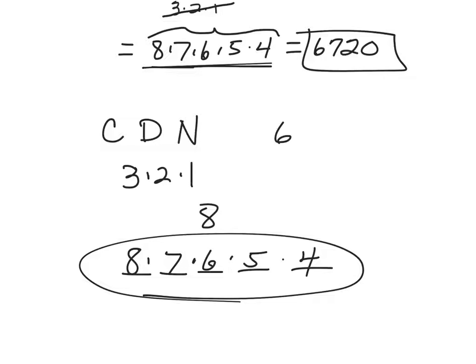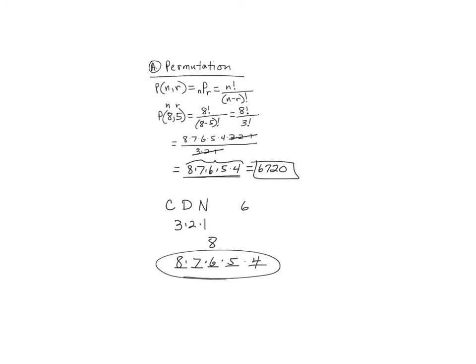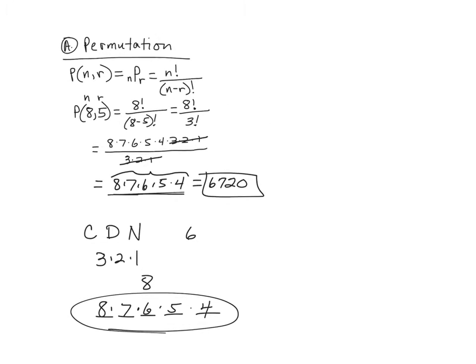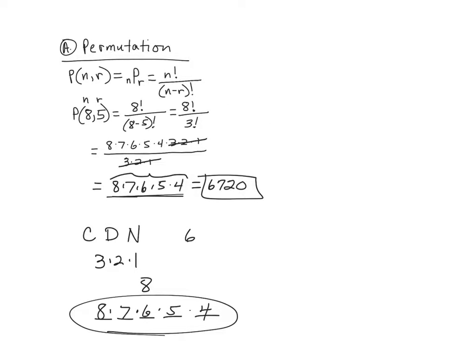You would think that if your calculator could do a factorial, surely it'd be able to do a permutation too, wouldn't it? Okay, so you're looking for a button on your calculator that's probably going to look like this notation here.